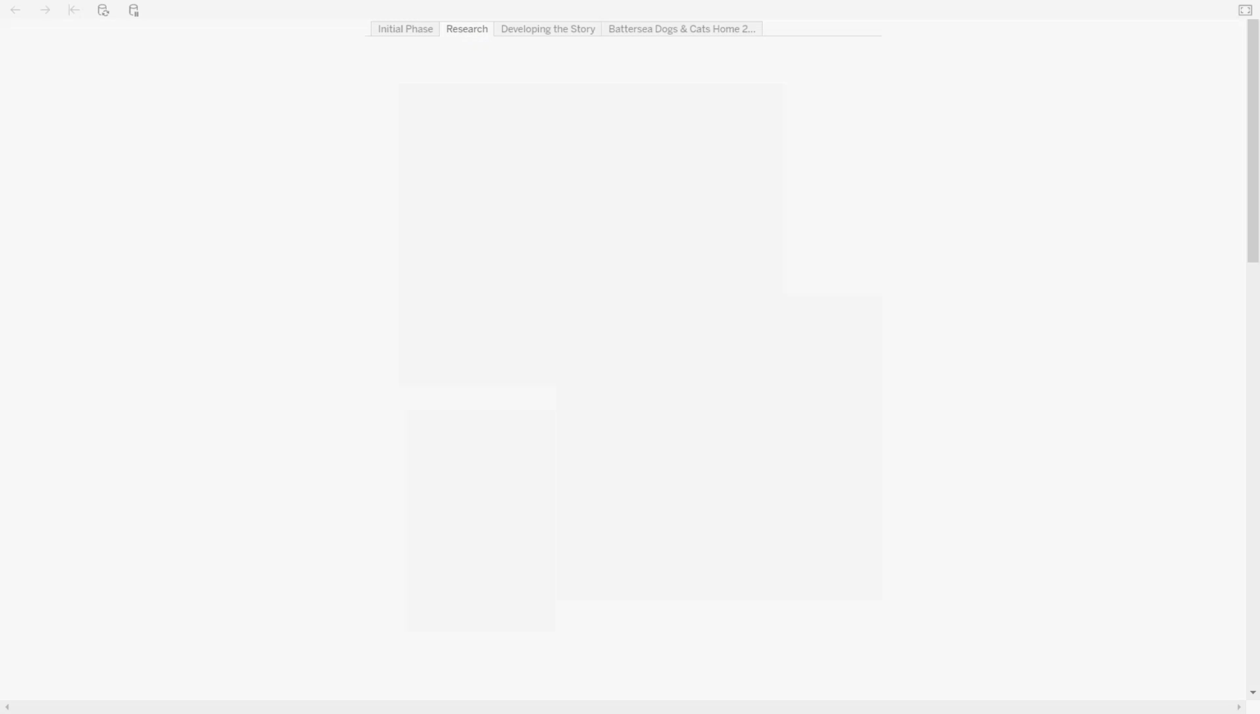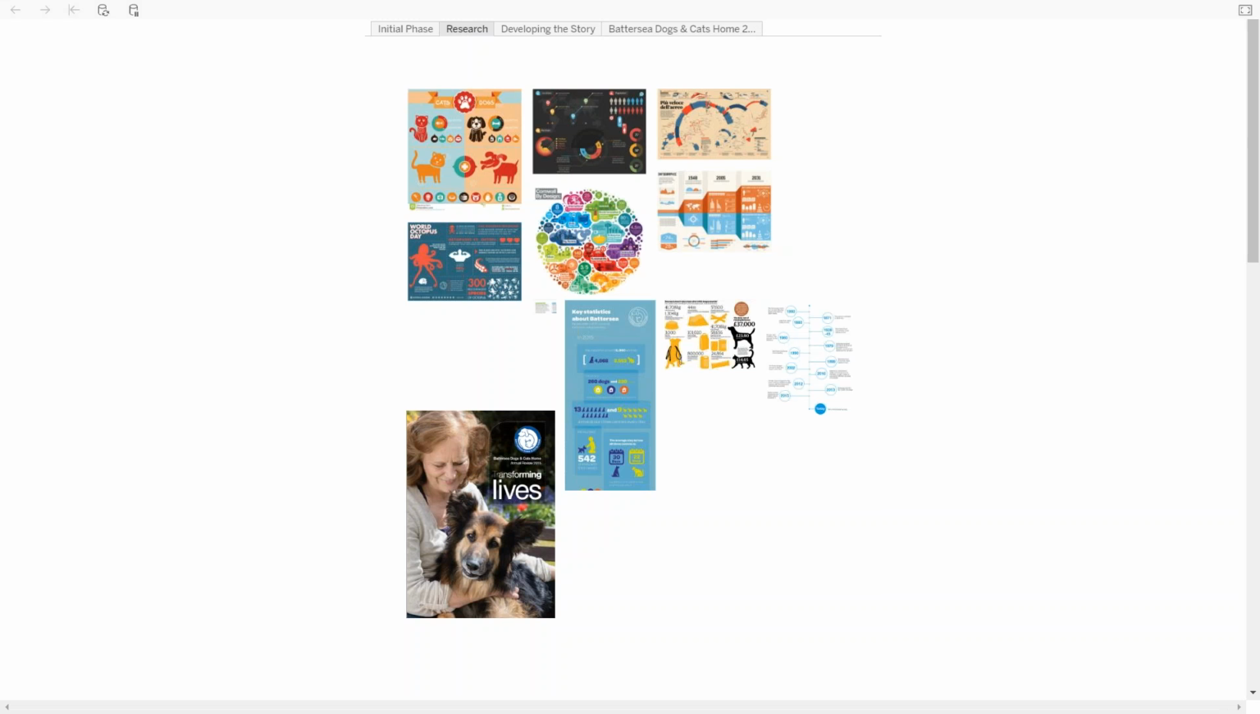So then I went online and put together some mood boards of other infographics that I liked, just a general search, nothing specific. I just collected things that caught my eye. So it didn't necessarily have to be about dogs and cats? No, just things that caught my eye, things that stood out, and then get a sense of why they stood out so much.